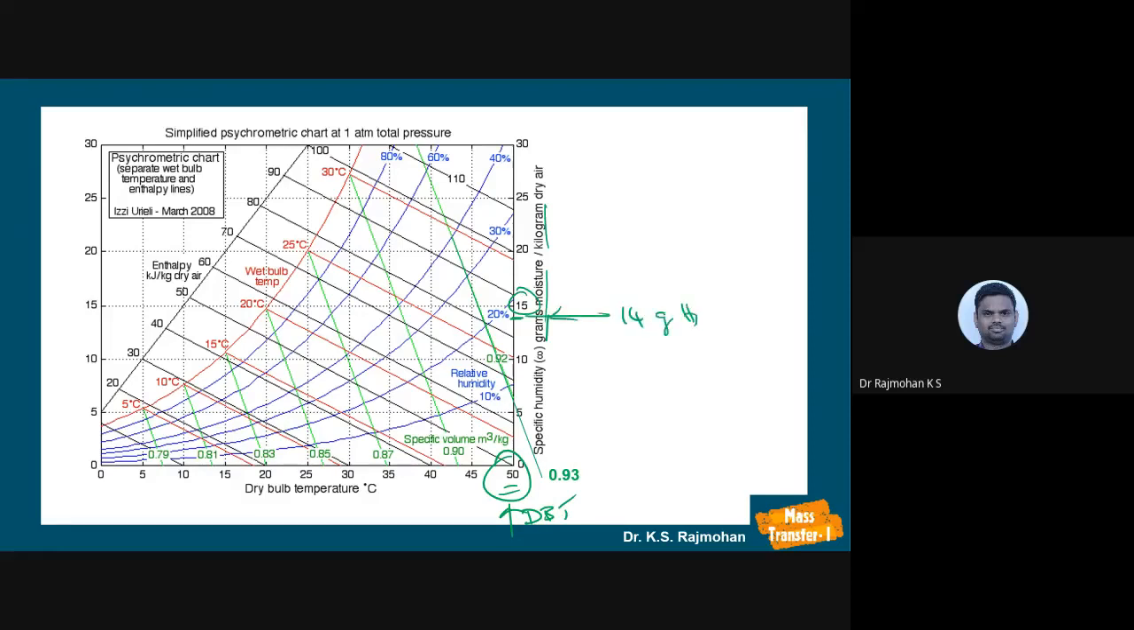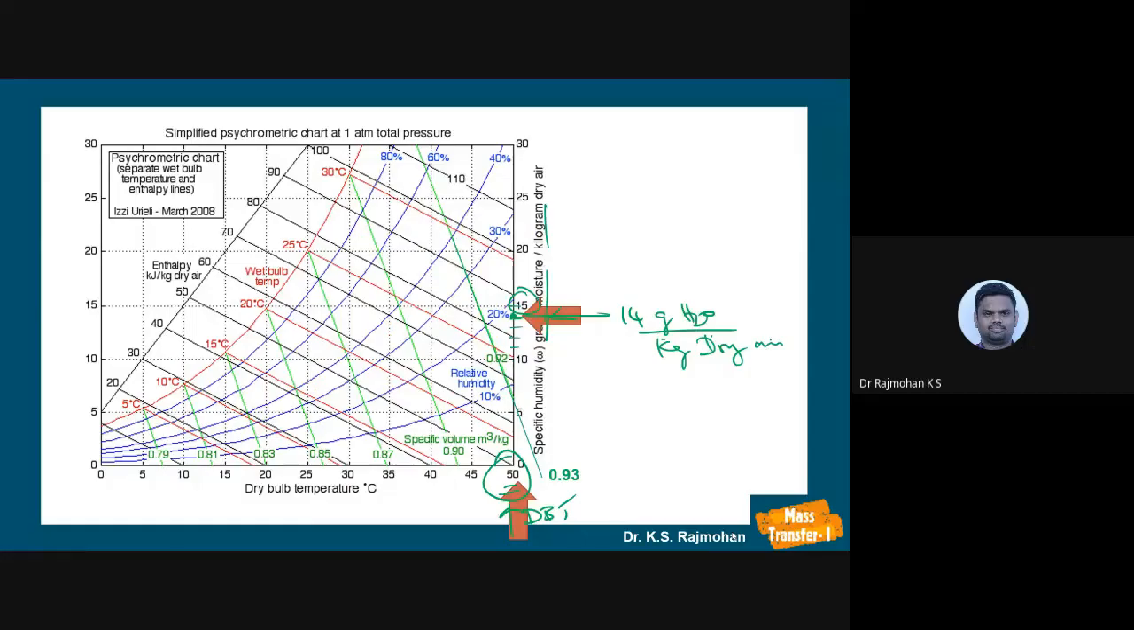14 grams of water vapor per kg of dry air is the data here. So somewhere here, if I divide, 10, 11, 12, 13, 14, 15. Okay, somewhere here is our point.